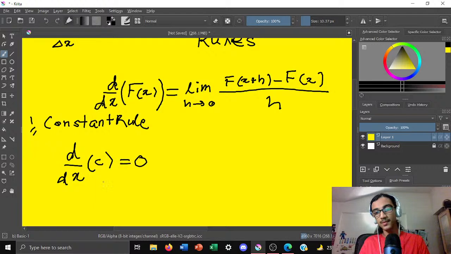That's what this derivative is saying. So if I've got f of x is equal to 5, that means no matter the input x, my output will always be 5, or any constant for that matter. The derivative of this function will be 0. And this makes perfect sense.